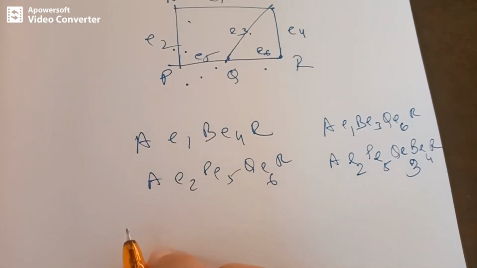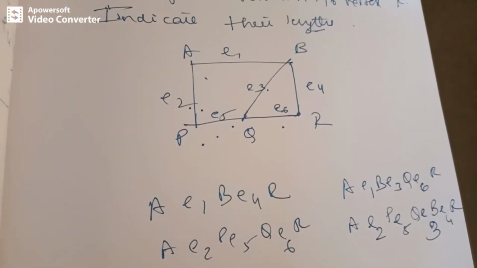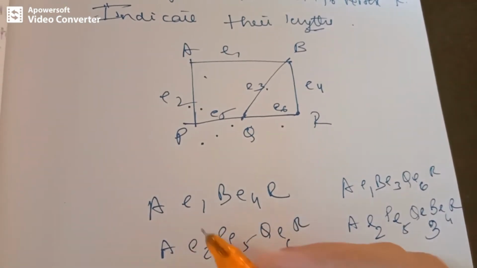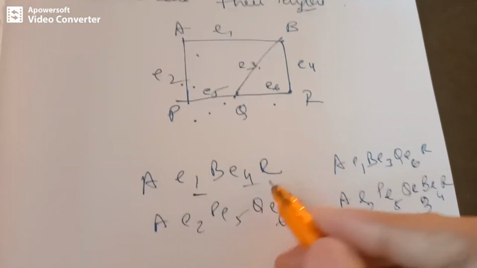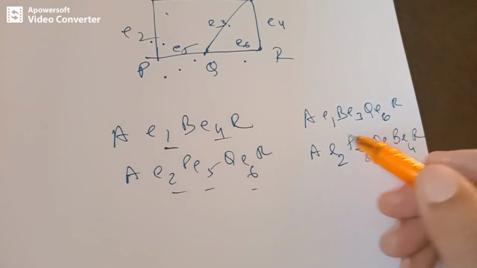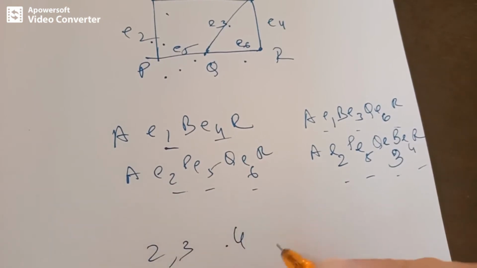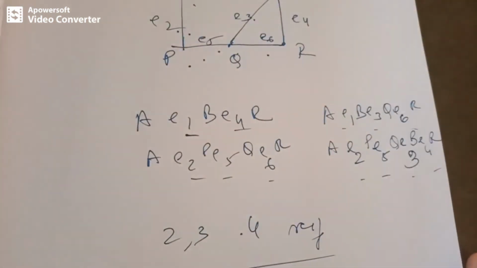So let's find out the length of these walks or paths. These paths contain 2 edges, right? 2 edges, likewise 3 edges, and finally 4 edges. So their lengths will be 2, 3 and 4 respectively. So this is how you can conclude.